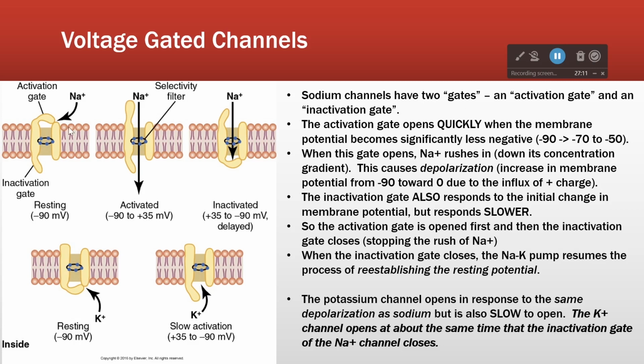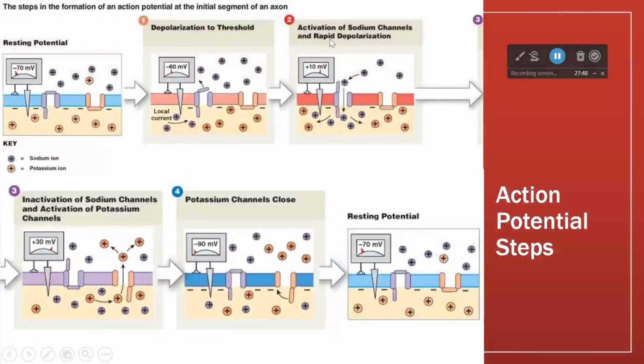So the activation gate opens quickly when the membrane potential becomes significantly less negative. All right, so remember how that happens, right? Usually it's a ligand-gated channel. Some receptor has caused a channel to open, causing depolarization. That depolarization then triggers the activation of the sodium channel that comes very quickly, and an inactivation that comes quite a bit more slowly. As this is inactivating, the potassium gate is activating. So we see this sort of pattern.